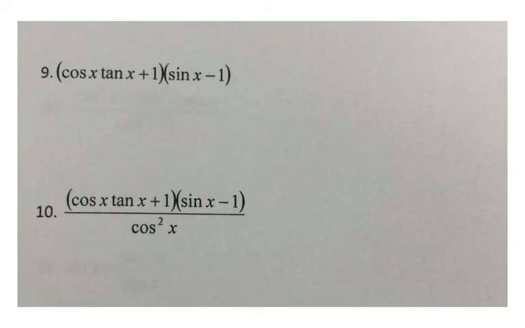We're going to look at 9. I've got cosine times tangent plus 1 times sine minus 1. This looks like something I could distribute, but I'm just thinking in my head, what's going to happen when I multiply cosine tangent times sine? That's going to give me a term that says cosine tangent sine. That's not pretty. So can I rewrite one of those trig functions to be in terms of sine and cosine? I can. I'm going to rewrite tangent to be sine over cosine.